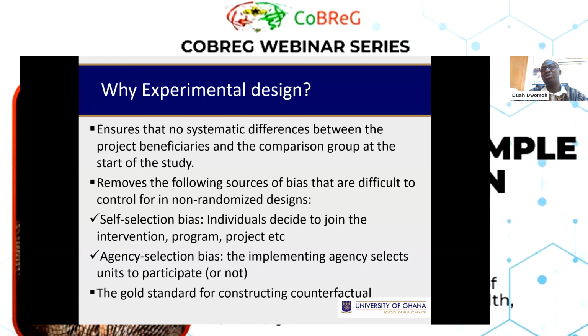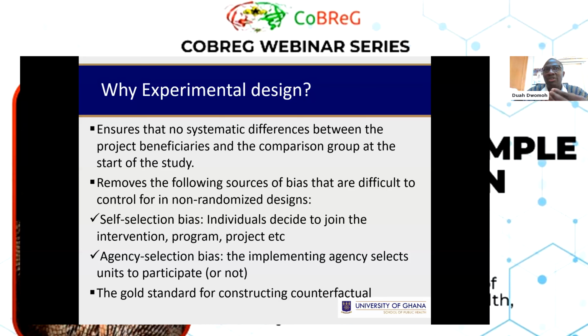What do we mean by counterfactual? What would have happened in the absence of the intervention? In the context of any evaluation, what we know is that for those that benefited from the intervention, we can easily determine the outcome measure. But what we do not know is what would have happened in the absence of the intervention, and that is what we call the counterfactual. The essence of experimental design fundamentally is to help us construct what we call a valid counterfactual.